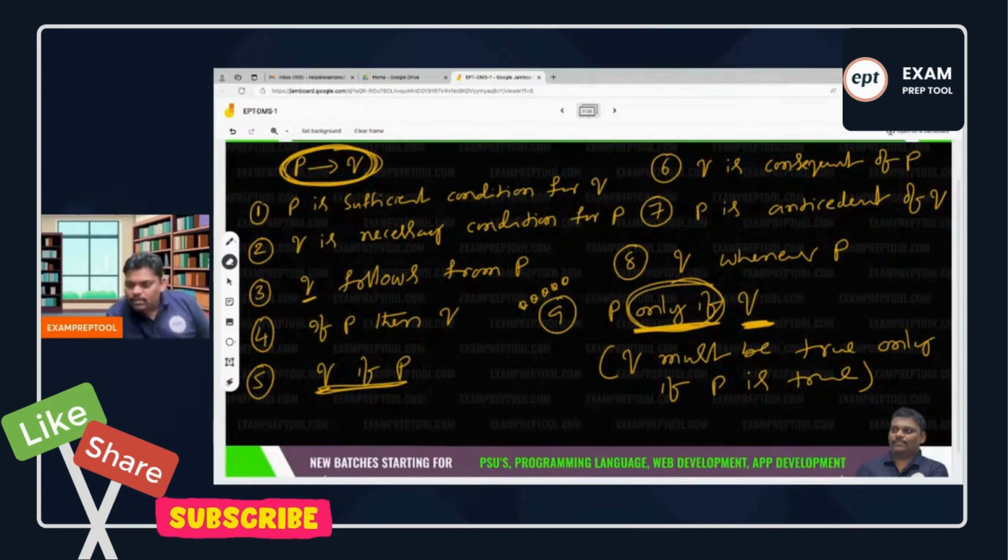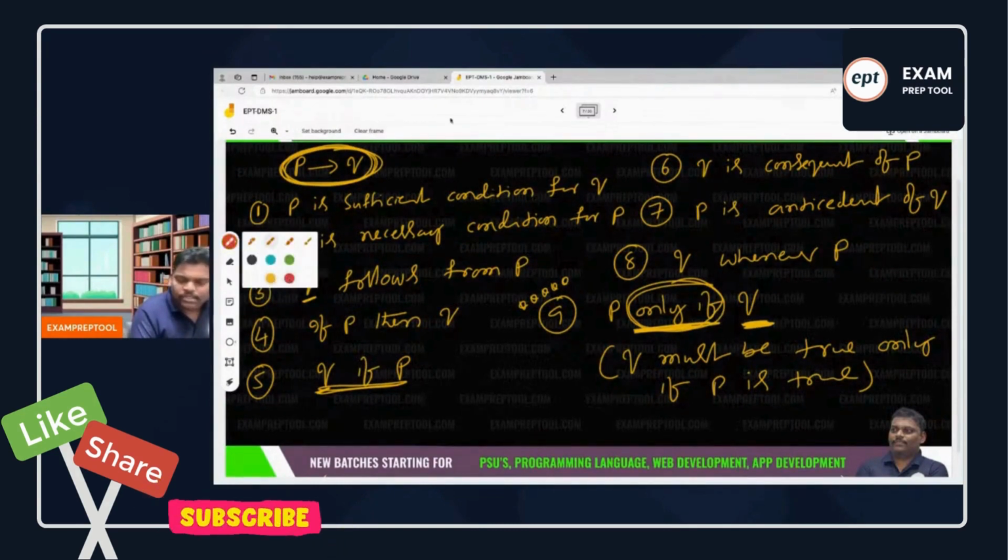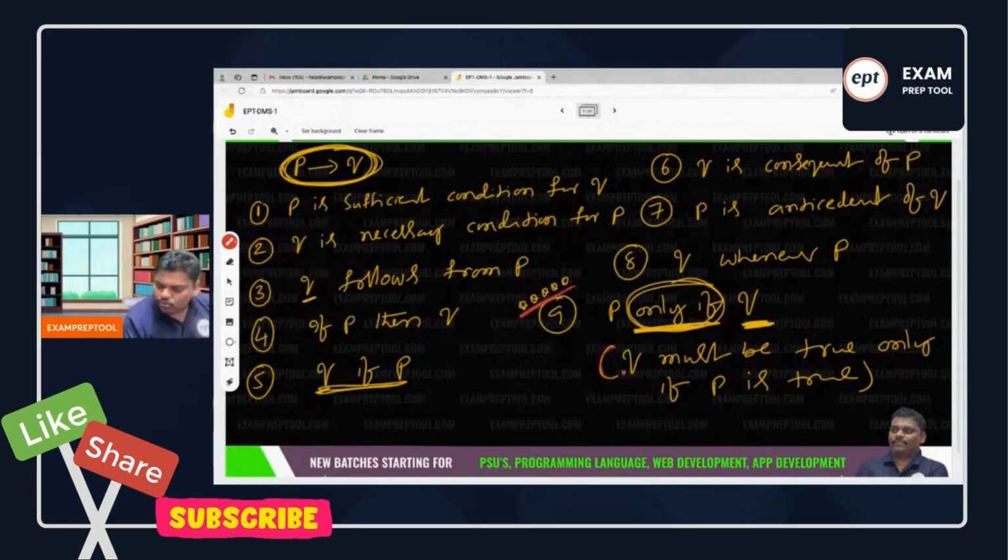Someone is saying, what is this? See this one. P implies Q. These many ways are there, just nine ways. If anyone has any confusion, please take care. Q must be true. Q is necessarily true only if P is true. Q must be true only if P is true. Is it okay? This is the only one which will confuse you. But I wrote within the brackets also. Q will necessarily be true only if P is true.